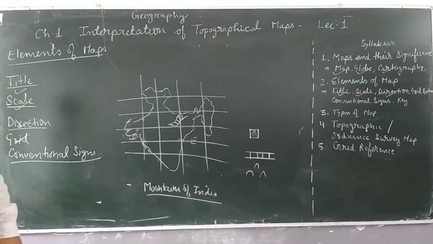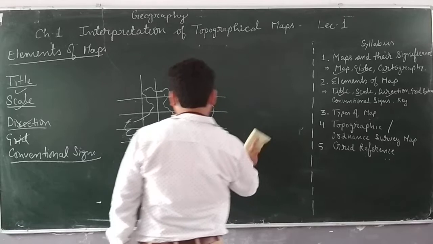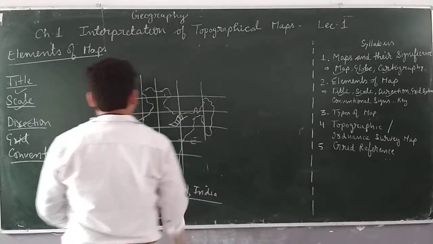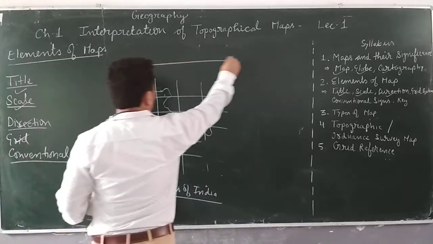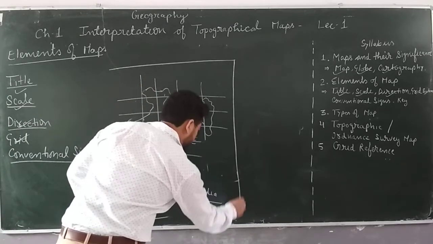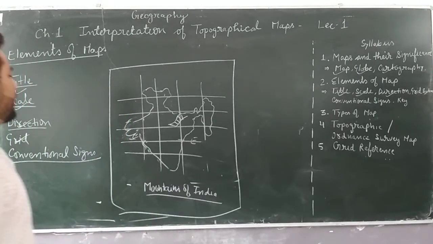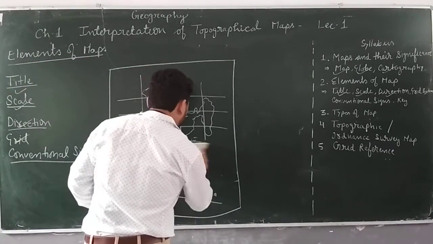So conventional signs are over. Then we will study about the key. What is the meaning of key, right? On a map, okay, suppose this is a page. On that page this map is given. Map is given, okay, right? Here what do you have?